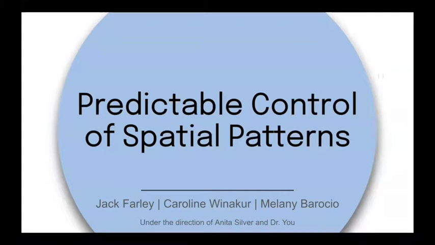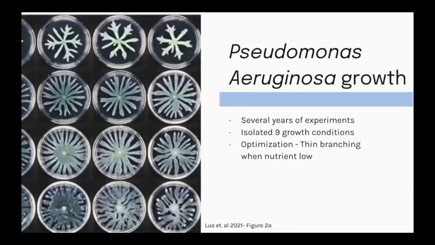Hello, we are Group 9, Predictable Control of Spatial Patterns. Our project is based on the previous work of PhD student Anita Silver on the growth of pseudomonas colonies under different conditions. Our goal was to be able to predict this growth, and this prediction is possible with mechanistic models, but this is incredibly time-consuming and just inefficient.